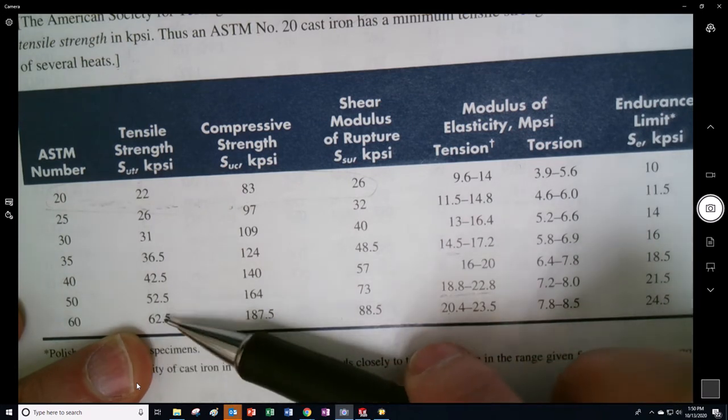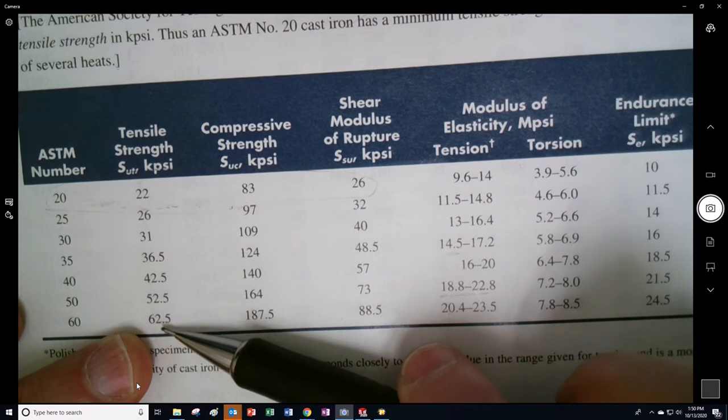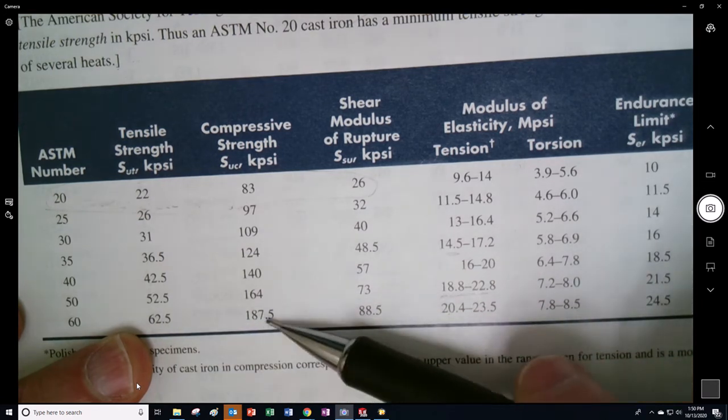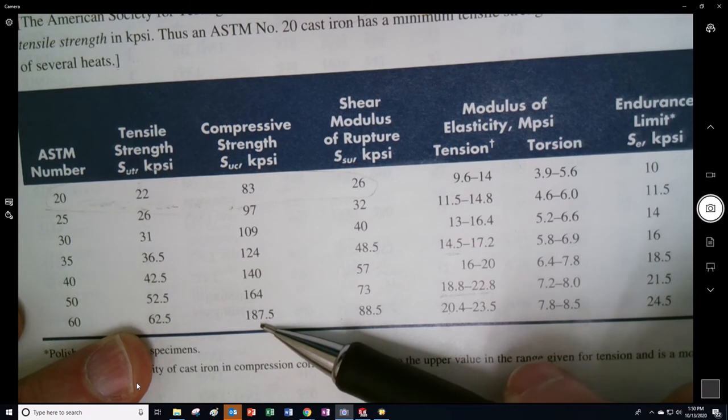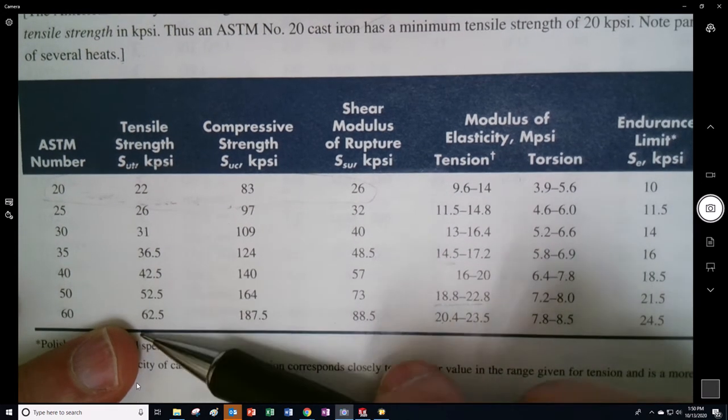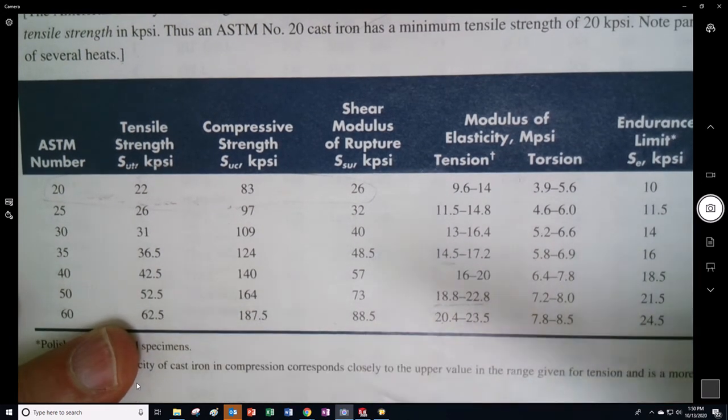So we want to take a look at the safety factor. It's going to break in tension before it breaks in compression. And we'll talk about this some more, that cast iron is one of the types, and many brittle materials possess this behavior, that they're stronger in compression than they are in tension. So we're going to use 62.5.